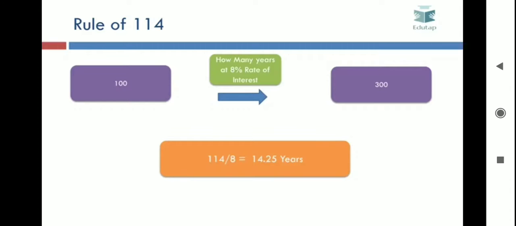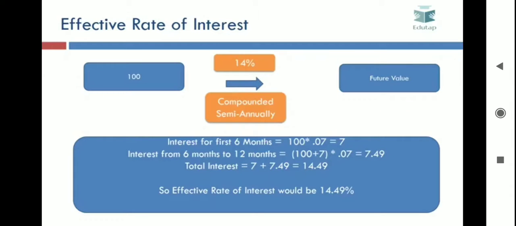Now just to sum up, you can already see how easy these rules are, and in comparison with traditional methods, they will help you save a lot of time. Sometimes you will never be able to solve the question with the traditional method, but it will just take you seconds to solve them with the rule of 72, 144 or 114. Now let us discuss what effective rate of interest means.